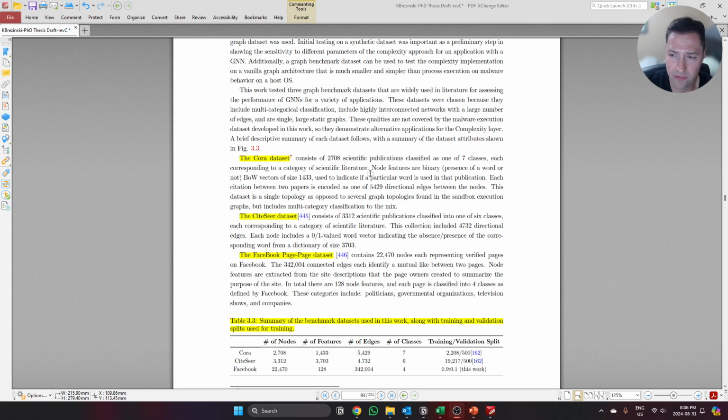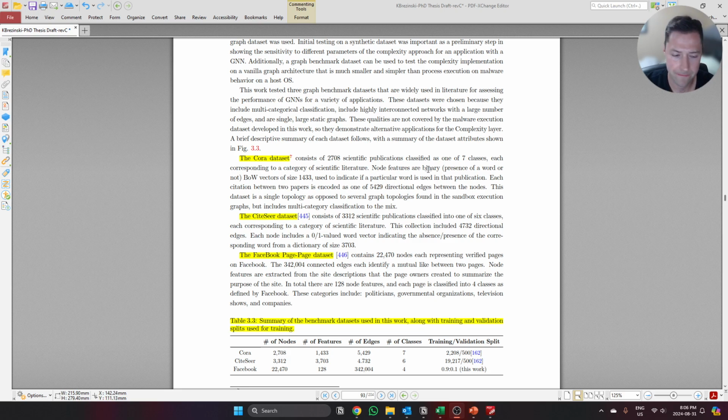So just imagine you have all these scientific papers and you want to see if this is science or biology. So in this work, node features are binary, presence of a word or not, which is a bag of words. We discussed that. Vector size of 1,433. So that's the size of the corpus. And then each citation between each paper is encoded as one of 5,429 directional edges.